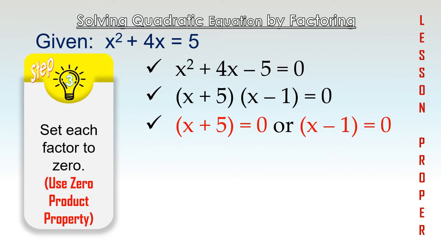After setting the given equation into its standard form and finding the factors of the quadratic trinomial, the next step tells us that we're going to set the factors to 0. That is, the quantity x plus 5 is equal to 0 or the second factor x minus 1 is equal to 0. Step number 4. Solve each equation.